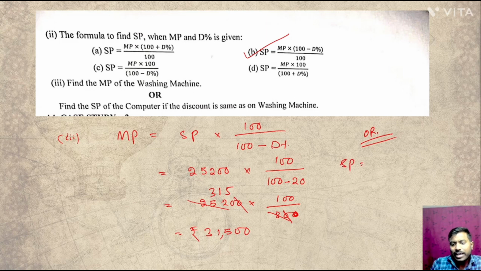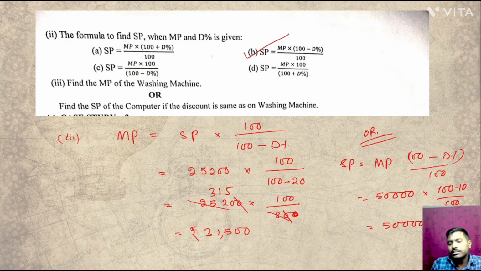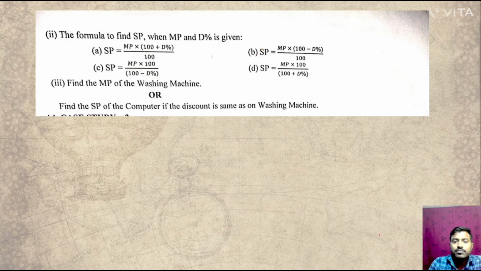So write down the formula. SP equal to MP into 100 minus discount percentage divided by 100. So MP equal to 50,000 into 100 minus 10 divided by 100. So 50,000 into 90 divided by 100. These zeros cancel. 9 5s are 45. 3 zeros, means 45,000. Understand? Next question.